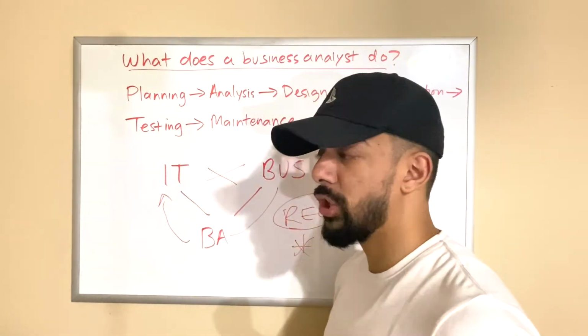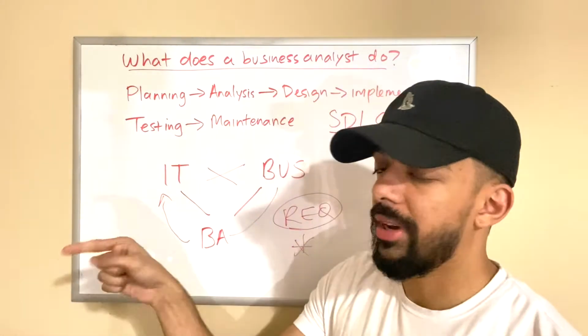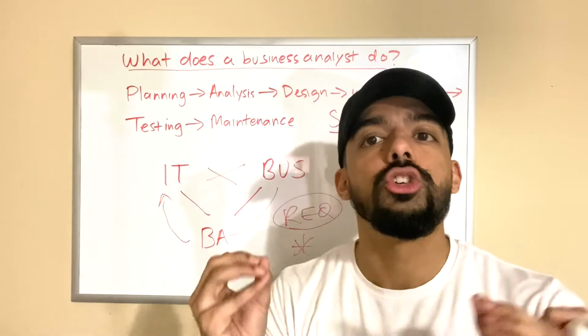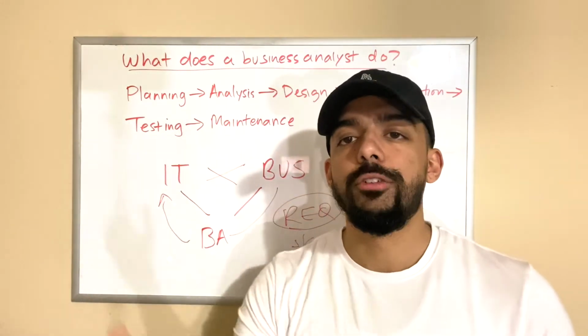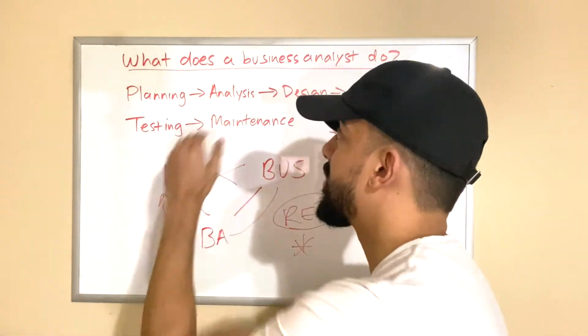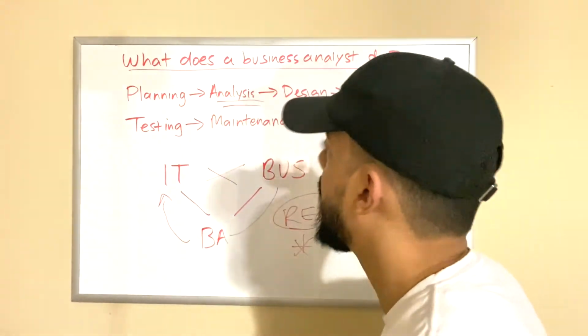You want to change this screen. Tell me where you want to put certain things. Where does this button go? Where does that drop down go? I need to know everything as the business analyst, so that I can translate that over to IT. So this analysis part is crucial. That is really where the BA comes into play here.